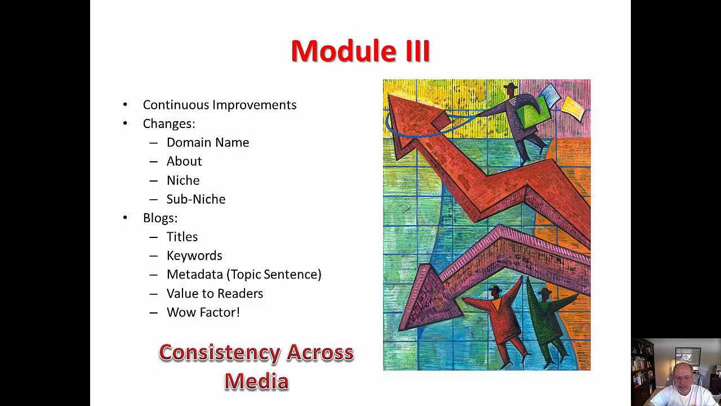Now, the consistency across media: domain name, about, niche, sub-niche, within your articles or blogs, titles, keywords, metadata, value to readers, wow factor, topic sentences, all of these things are focused on your niche. They all have to be consistent across media, regardless of which one you're using.